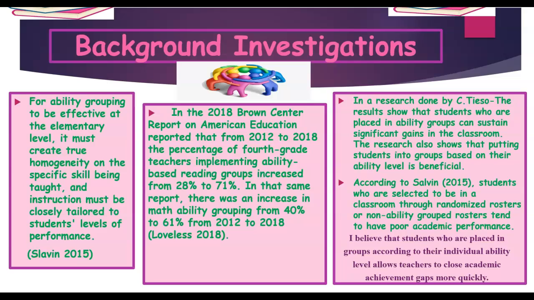The 2018 Brown Center report on American education reported that from 2012 to 2018, the percentage of 4th grade teachers implementing ability-based reading groups increased from 28% to 71%. In that same report, there was an increase in math ability grouping from 40% to 61% from 2012 to 2018.